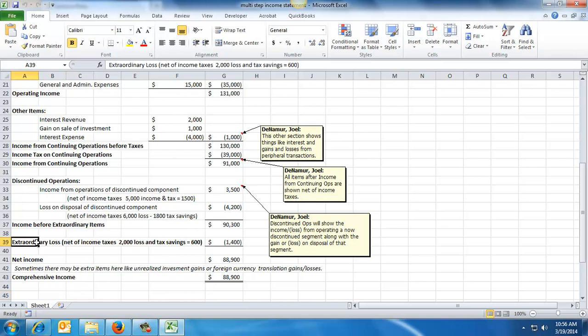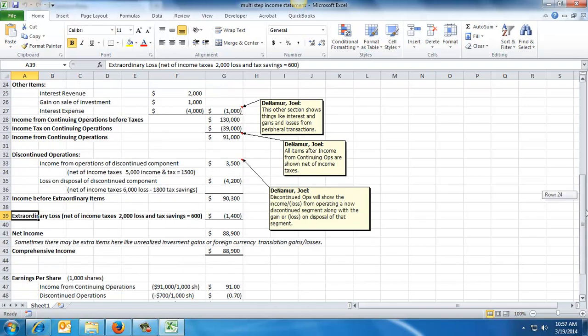The other item I want to show you down here in this section is what's called extraordinary loss. You guys can read about that in your text, but generally this is something that's both unusual and infrequent. So in this case, we had a loss of $2,000, netting a tax savings of $600, so for a total loss of $1,400. So we would show these extra items on here. We break these out separately because when investors and creditors look at these, they know that these are probably not going to happen on a year-to-year basis for the most part. And then we end up with our net income at the bottom.